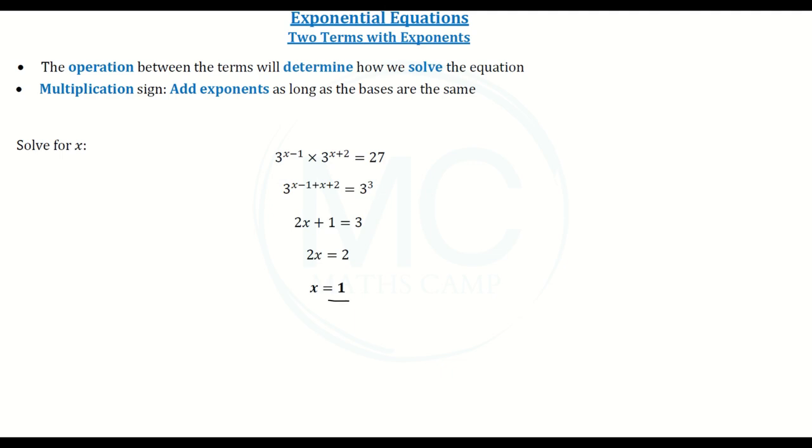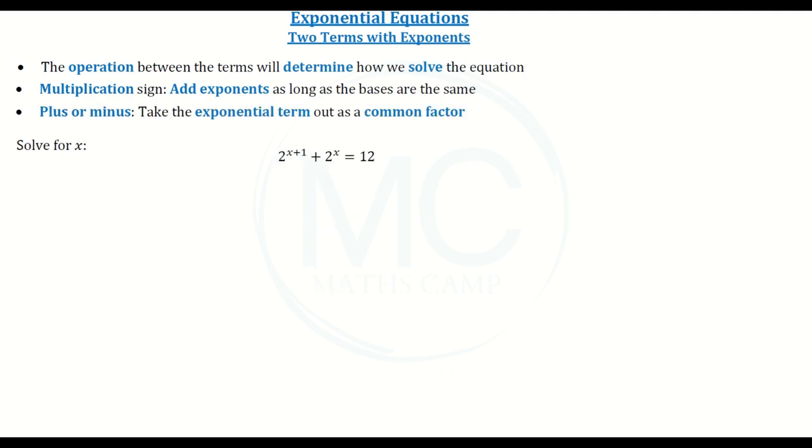Let's do another example. When we have a plus or minus sign between the terms, we need to take the exponential out as a common factor. So here is our plus sign, and we have two separate terms. To take the exponential out, let's start by splitting our exponents. In the first term, we have 2 to the power of x multiplied by 2 to the power of 1. Then we have our plus sign. Our second term is 2 to the power of x, and this is equal to 12.